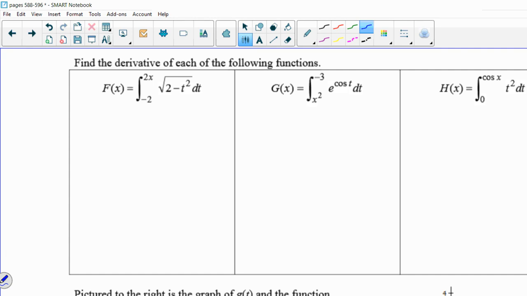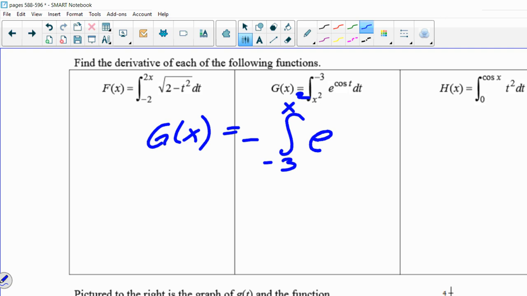G. This one's a problem. Notice that I'm going from a variable to a constant. I've got to swap that. So g of x is going to be the opposite of the integral from -3 to x squared of e to the cosine t dt.